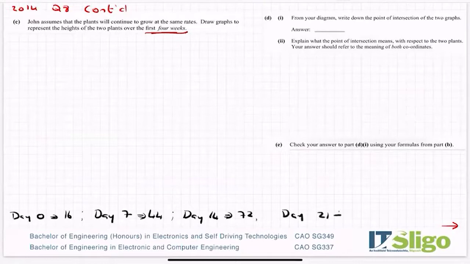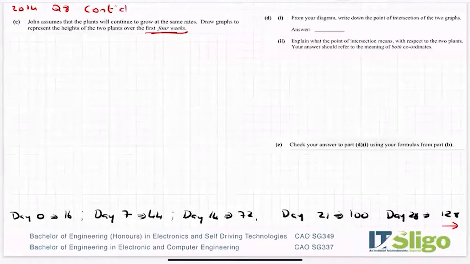At day 21, I would be 16 plus 4 times 21, 100. And at day 28, I would be, where did I get my 28? There's 28 days in 4 weeks, 128. Okay, so that's the first flower.